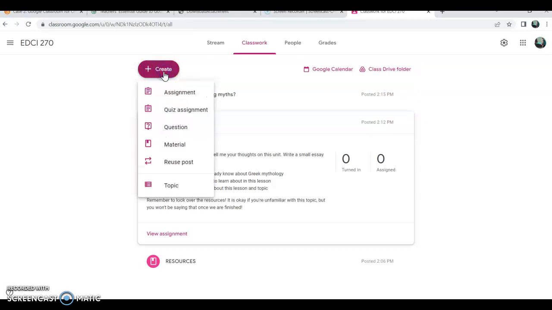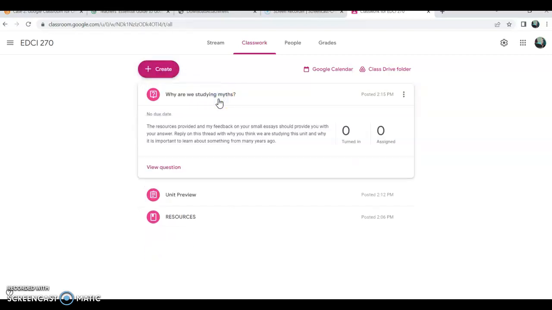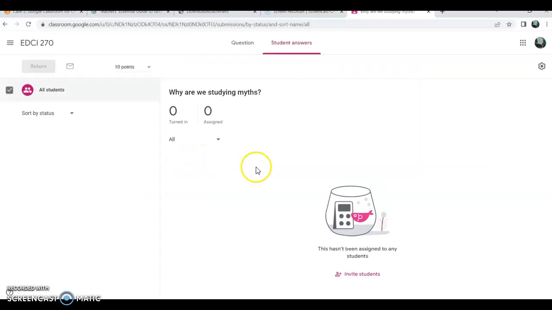And the next thing I created was a question, like a discussion question. Same thing, go to create and then question. And this question is basically after we look at their previews, after they go over the resources, they should be able to tell us why we are studying myths. So they can do this question and they can look over other students' answers like a discussion post.